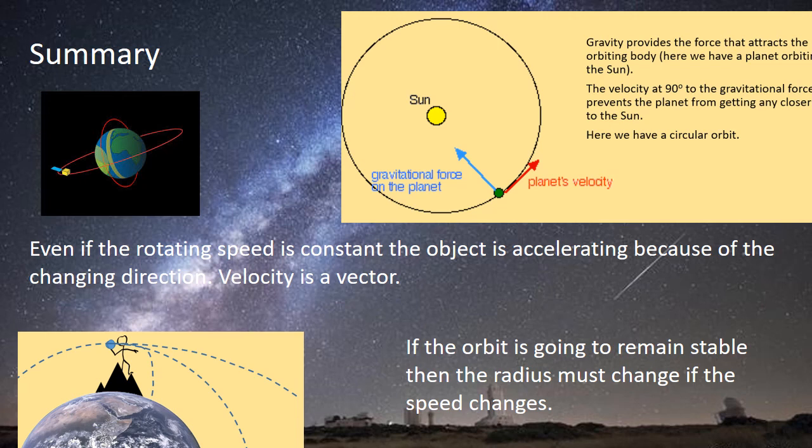And then lastly, if the orbit's going to remain stable, you've got to make sure that the radius changes if the speed changes. So in other words, if you want to have your satellite going slower, you've got to move it away from the surface of the Earth. Otherwise, it's going to end up spiraling down and colliding with the Earth.